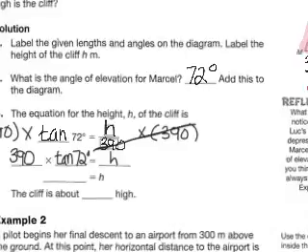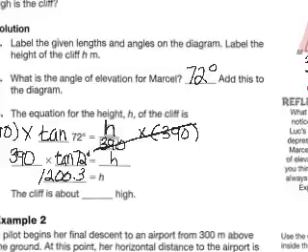And now what you need to do is solve. So what's 390 times tangent of 72? On your calculator, you type in 390 times the tan button, 72, close your bracket, equals, and you'll be able to find out your answer. So if you do all that and type it all in, you should get 1200.3 meters for your height. So the cliff is about 1200 meters high, is your answer.